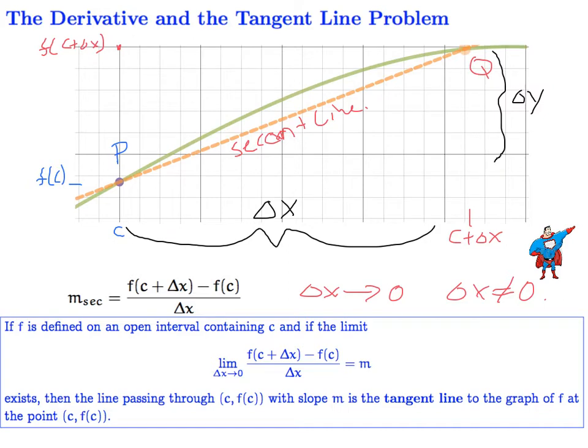So we have our definition. If f is defined on an open interval containing a point c, and if this limit, that is, what we're going to do is compute the difference quotient, the slopes, computing more and more accurate slopes, equals some number m, then the line passing through this point with slope m is called the tangent line to the graph at that point. And this number is going to be called the slope at c.